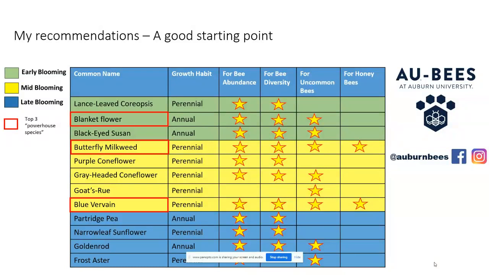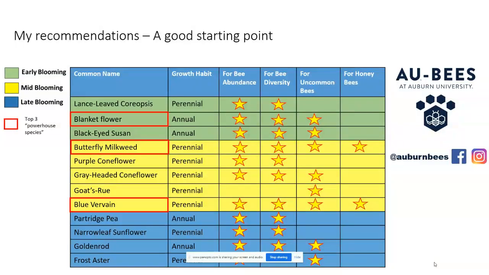For bee diversity, these plants were equally just as good. So those species for bee abundance, they attract really a high diversity of bees as well. So you're kind of killing two birds with one stone with that. So I highly recommend those that are starred for both attracting high bee abundance and bee diversity.